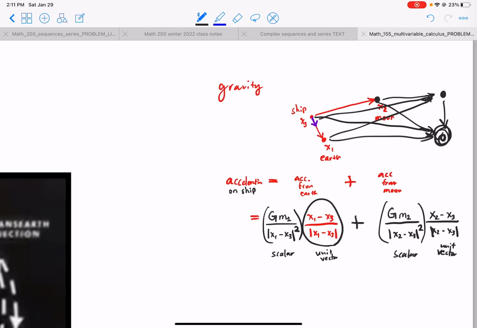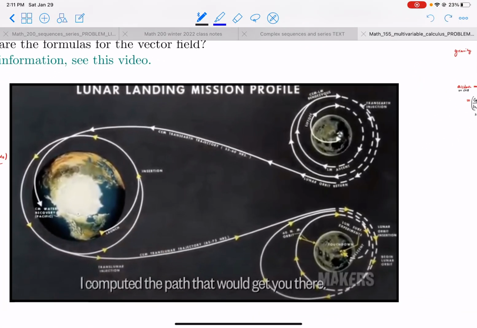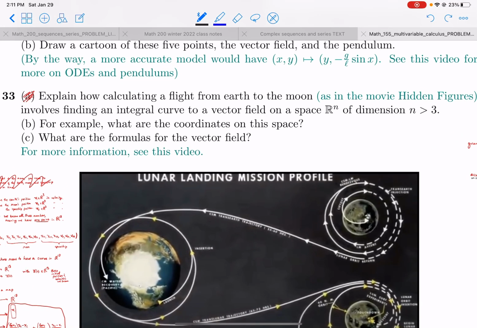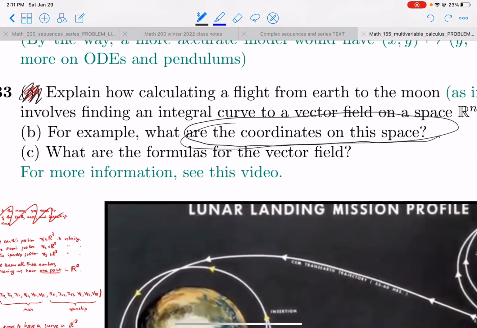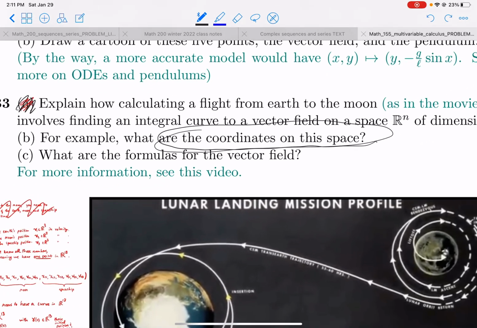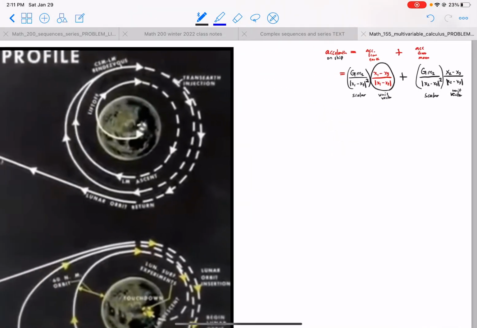Okay, and so to simplify, we will consider the three-body problem: Earth, moon, ship. Now, finally, let's answer the question. What are the coordinates on this space? So this will be, I deleted part A. All I want you to do is these two parts. I want you to tell me what are the coordinates on this space, a higher dimensional space, which we will need for our vector field. And then what are the formulas for the vector field? And so first, let's talk about the coordinates.